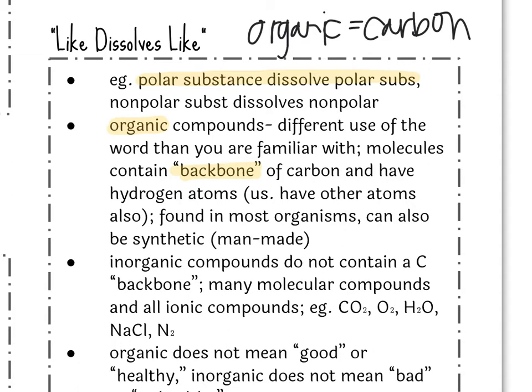However, we know so much about organic compounds that we can also make them. So they're not just found in nature, we can make them synthetically. Synthetic just means basically fake, man-made, and they can go into things like medicines. Moving on to the third bullet here, if we talk about organic, then obviously there has to be an opposite. So inorganic compounds do not contain a carbon backbone.